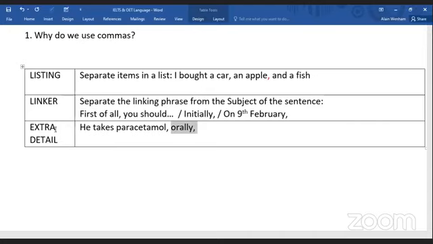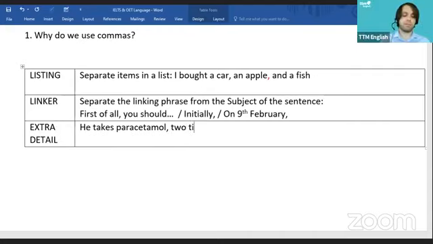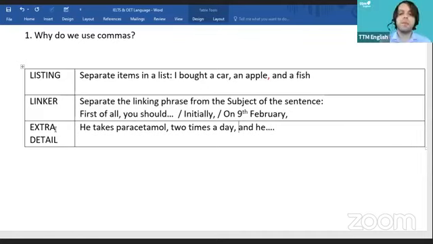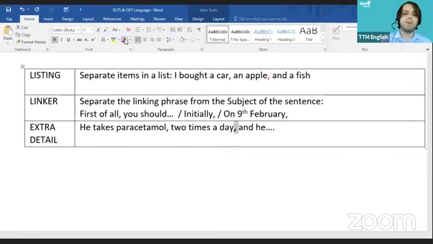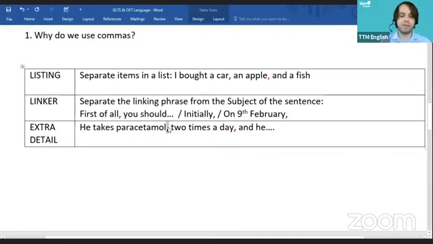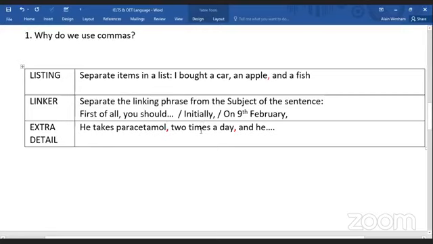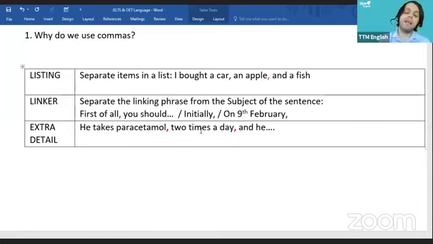Or you could say he takes paracetamol, two times a day, for extra information. So this is more for OET. I wouldn't worry about this, IELTS people. You can put the commas in to put in an extra piece of information like this. Excuse me? Yes. Why is there a comma after the paracetamol? Because I thought it should be, he takes paracetamol two times a day, then there should be a comma. So I don't know why the comma is coming in front of the paracetamol. Yeah, well, you can use it like this to include extra detail with medication.